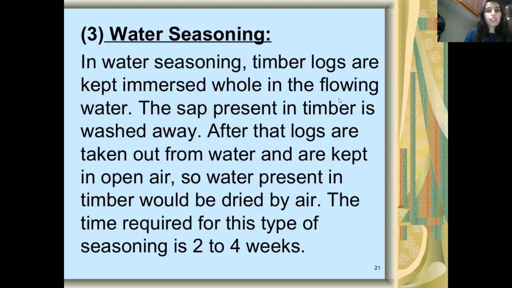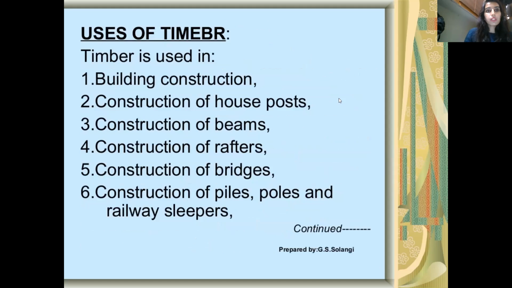Third one, water seasoning. In water seasoning, timber logs are kept wholly immersed in flowing water. The sap present in the timber is washed away. After that, the logs are taken out of the water and kept in open air, so the water present in the timber is dried by air. The time required for this type of seasoning is 2 to 4 weeks.